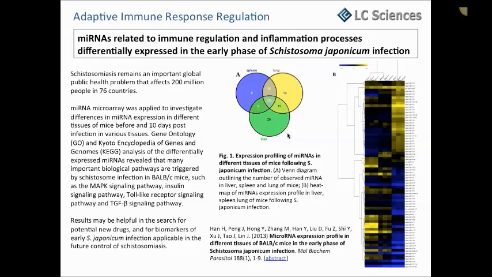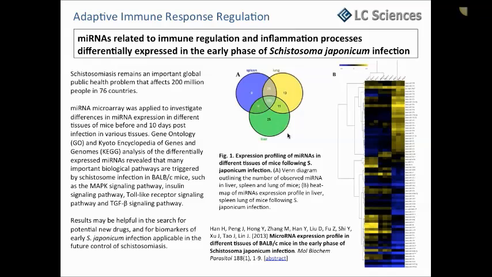And then moving on to the adaptive immune response regulation, this is looking at the immune regulation inflammation processes in the early phase of, and I have to excuse myself, I really don't know how to pronounce this right, Schistosoma japonicum, I guess, better known as snail fever or bilharziosis, which is still a really important public health problem that affects 200 million people in 76 countries.